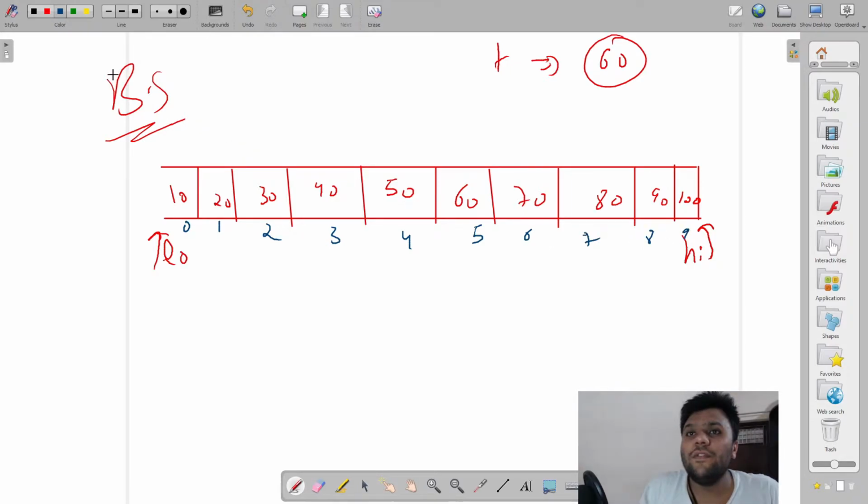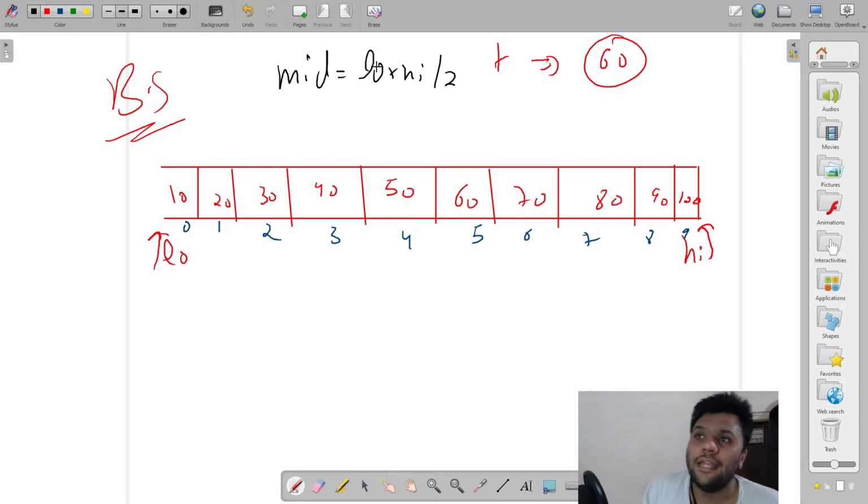Right. So first of all, I will calculate my mid. How will I calculate my mid? I will calculate my mid by low plus high divided by 2. So 0 plus 9, which is 9, divided by 2 is 4.5, but in the example it comes out as 5. So my mid will come over here.